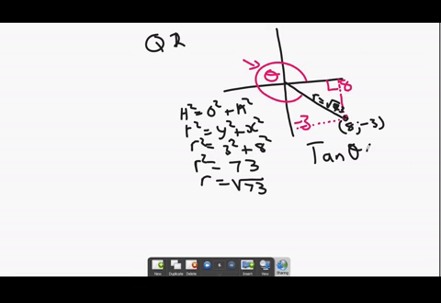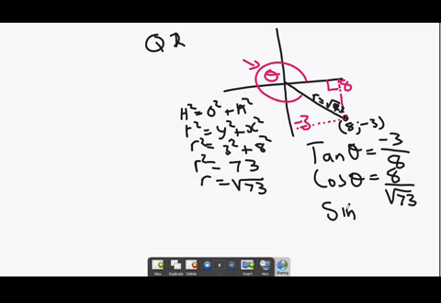tan theta is equal to opposite, which is -3, over adjacent, which is 8. Then cos theta is going to be adjacent, which is 8, over the hypotenuse, which is square root of 73. And then lastly, sine theta is equal to -3 over square root of 73.